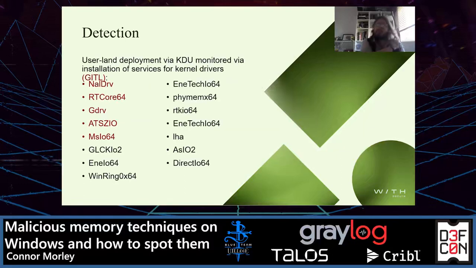The reason for this is that KDU relies on a list of known vulnerable kernel drivers and services in order to allow for the arbitrary kernel memory access. This is the full list, but the ones in red are the ones that Ghost in the Logs uses specifically: NAL driver, RTCore64, GDRV, ATSZIO, and MSIO64. What's interesting to know is that the Intel Ethernet debug driver tends to be the go-to for KDU and Ghost in the Logs, and it is still present on the most up-to-date Windows 10 system, so it is something to keep an eye on.